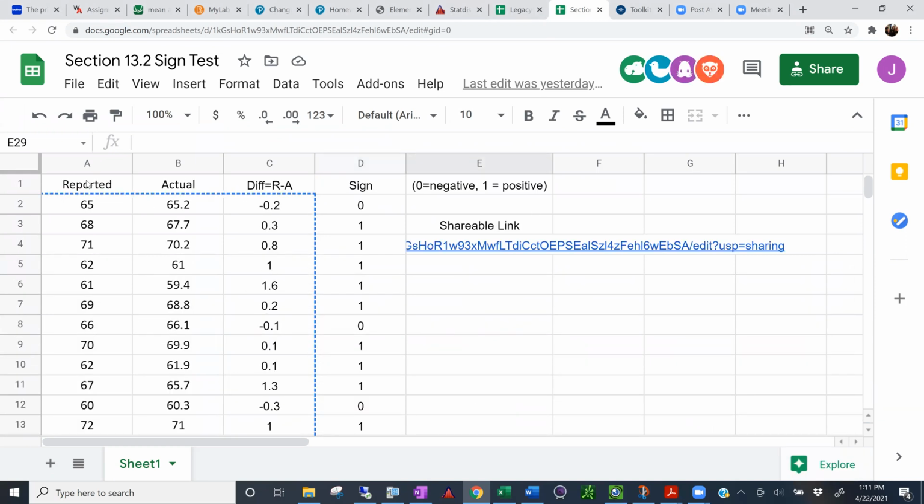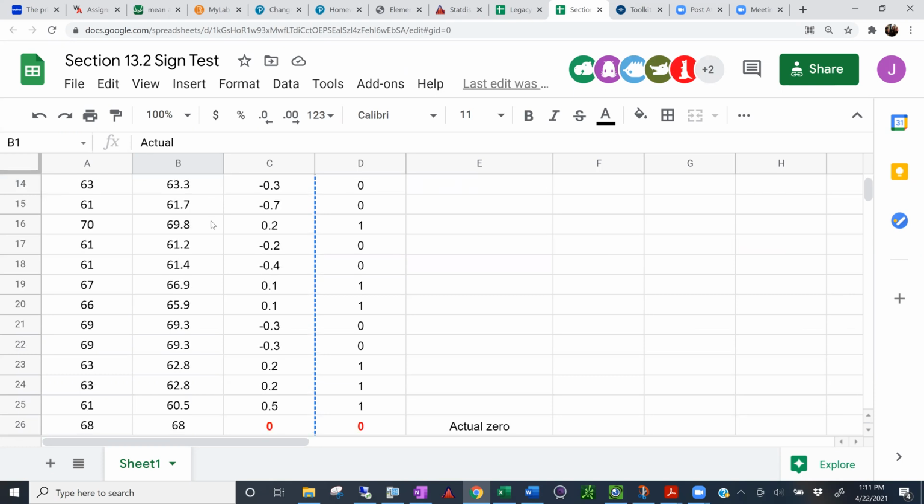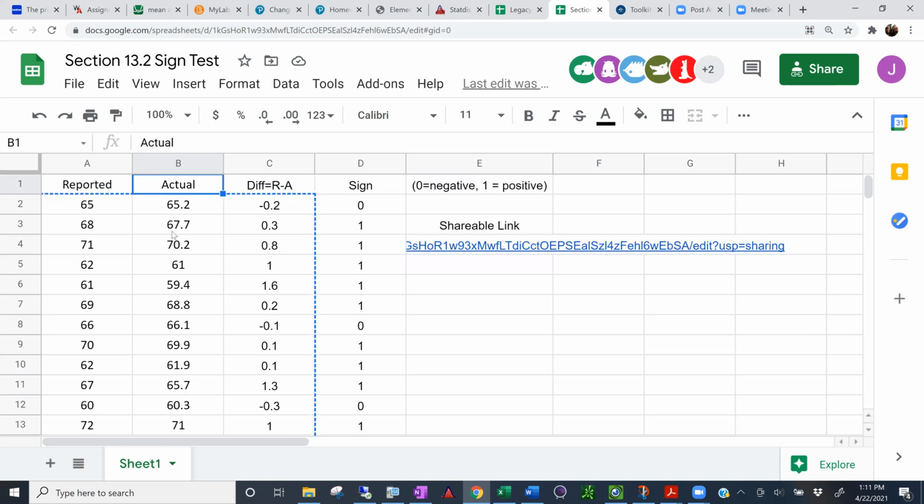So you've got the reported height and the actual height. While you're opening this up and copying it, actually, maybe I'll save it till after our test is done. What we're going to look for using the sign test is not the actual difference, which is in column C. It's the sign of that difference. When I subtracted here, I went through and put down 0 if the difference is negative, and 1 if it's positive.